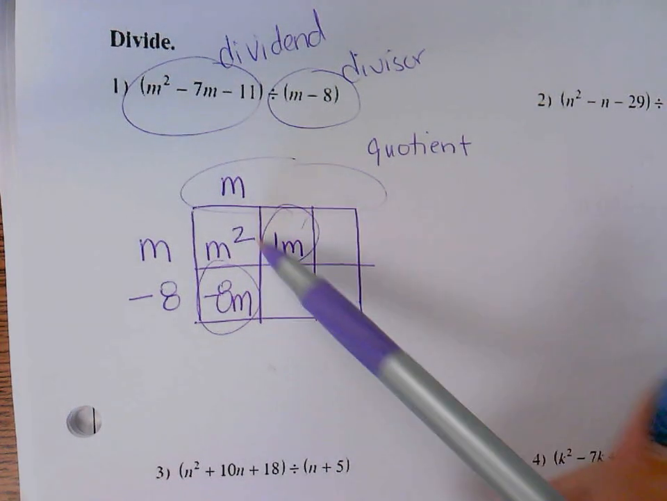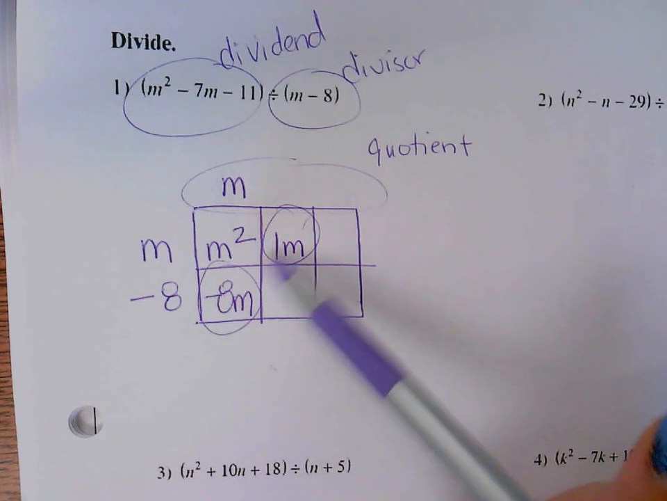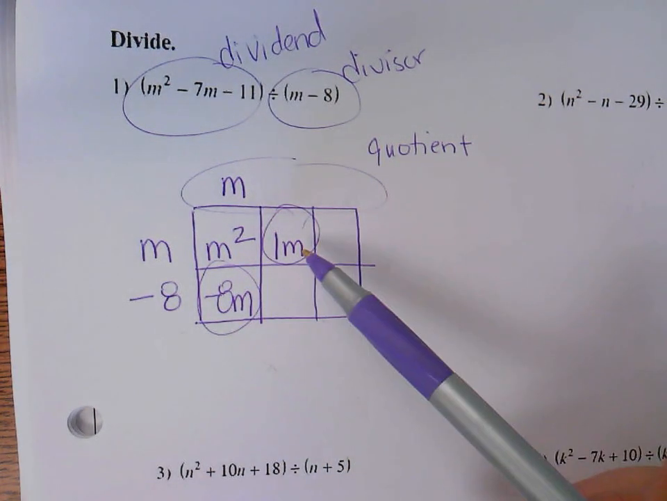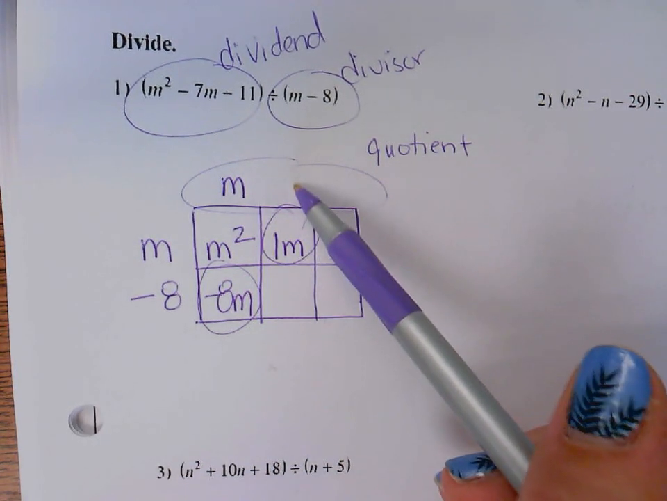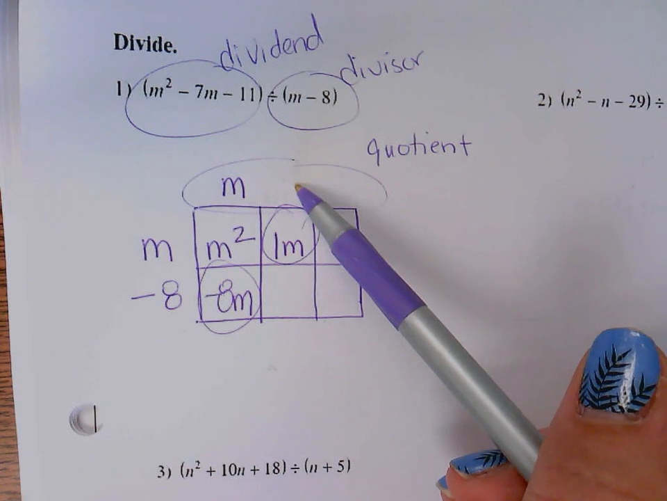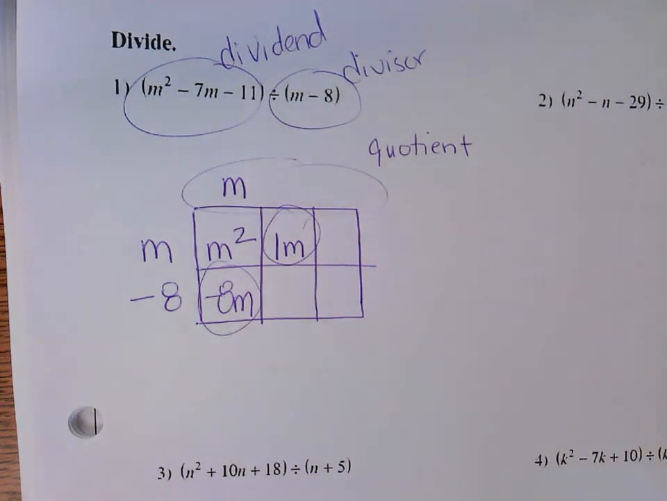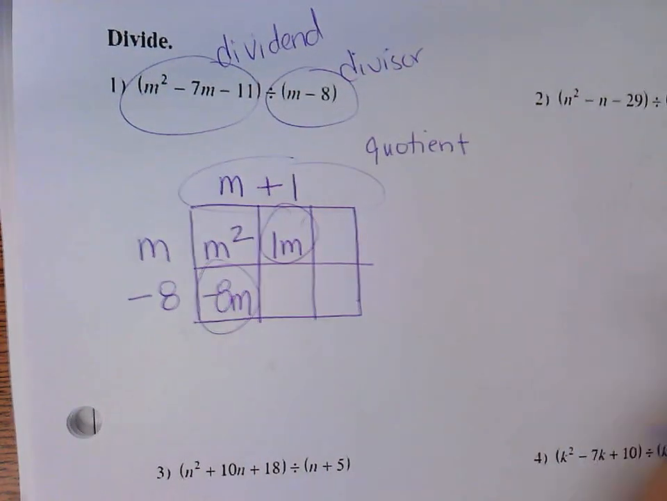So I'm building my dividend inside this box. I currently have m squared minus 7m. I still need to get to this negative 11. But now that I have this box, I can do outside my quotient. So what has to go here in my quotient? What times m is 1m? 1, right? So my quotient is actually m plus 1.